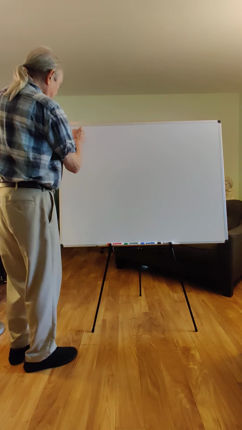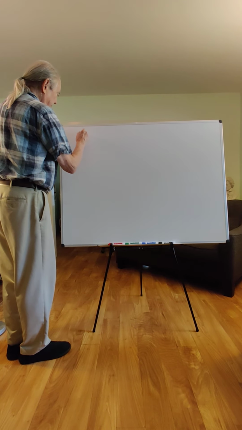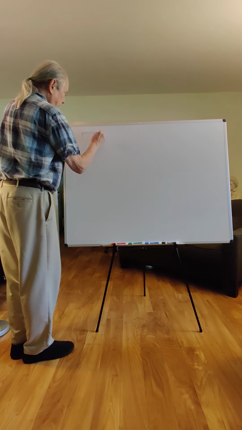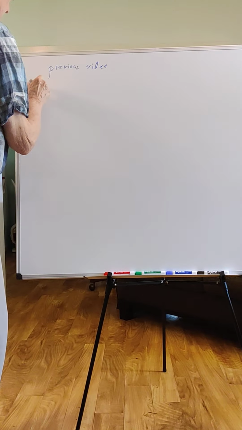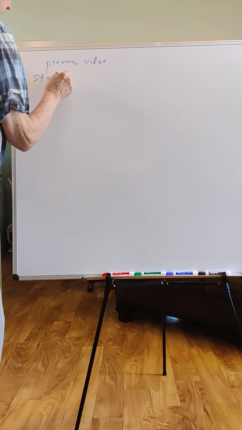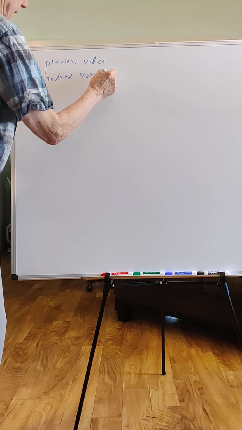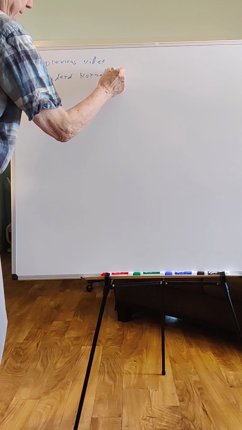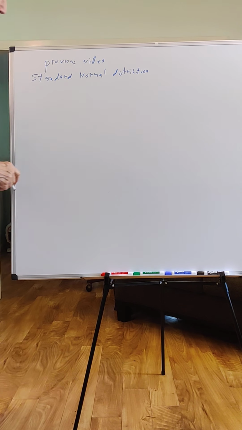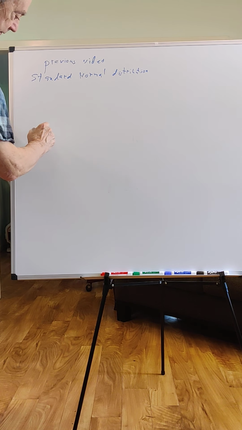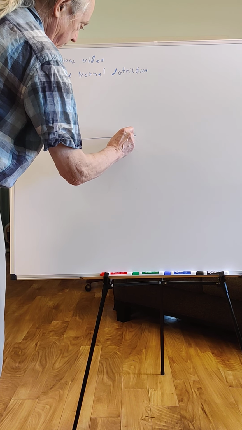Okay, so in the previous video we looked at the standard normal distribution. Let me mention a couple things about it. We denote the random variable of the standard normal distribution by the letter Z. That's traditional, and there are reasons for doing it.